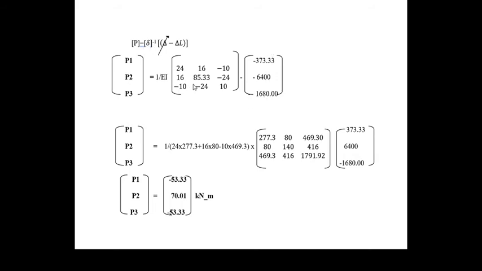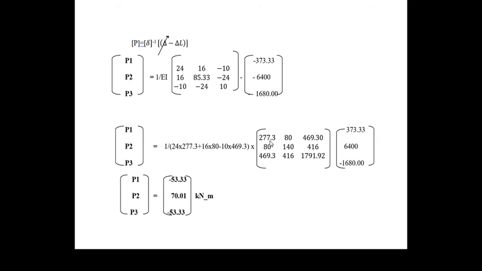Here delta inverse, here not delta inverse of this value, here delta L will be substituted. We make an inverse of this small delta, P1, P2, P3. How to get the 3 by 3 matrix: we integrate, that is the inverse of this value. You see this one, 1 by 24 into 277.3 plus 16 into 80 minus 10 into 469.33. This is the value.